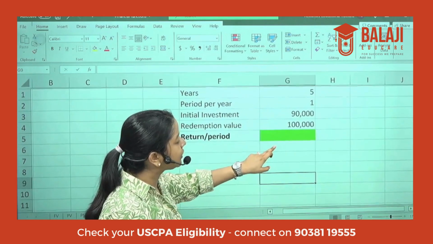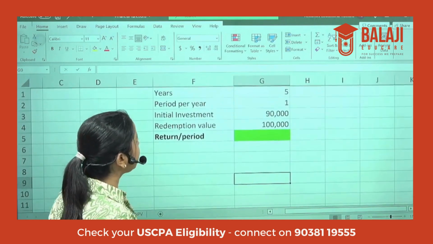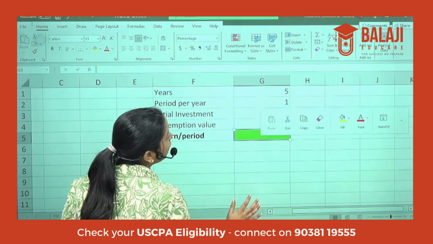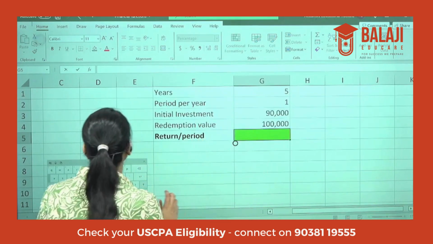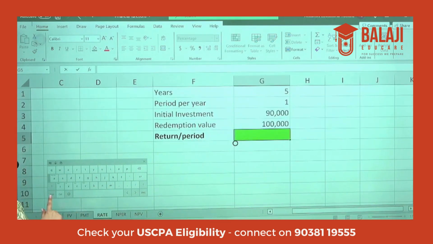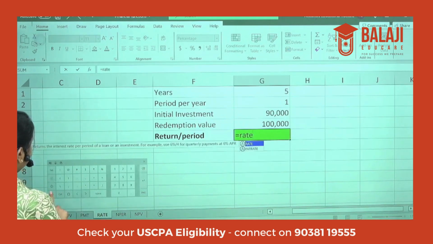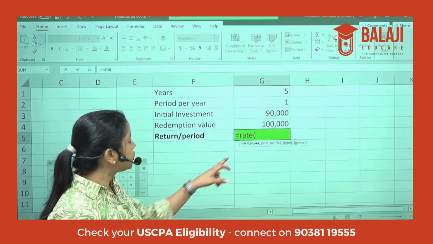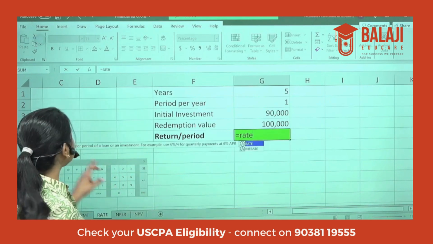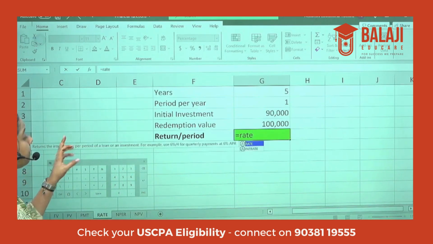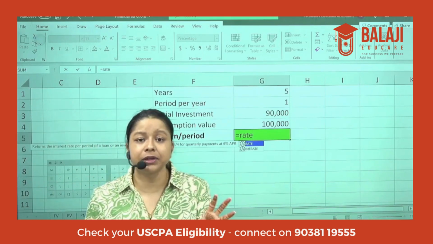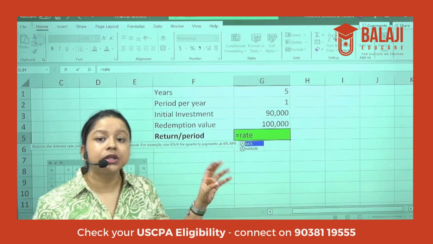So it's very basic. Again, we'll just start typing the formula. The formula name over here is rate. We'll simply type rate and open brackets. I'll show you what it says. It says that it returns the interest rate per period. This is something that needs to be considered: the per period rate.